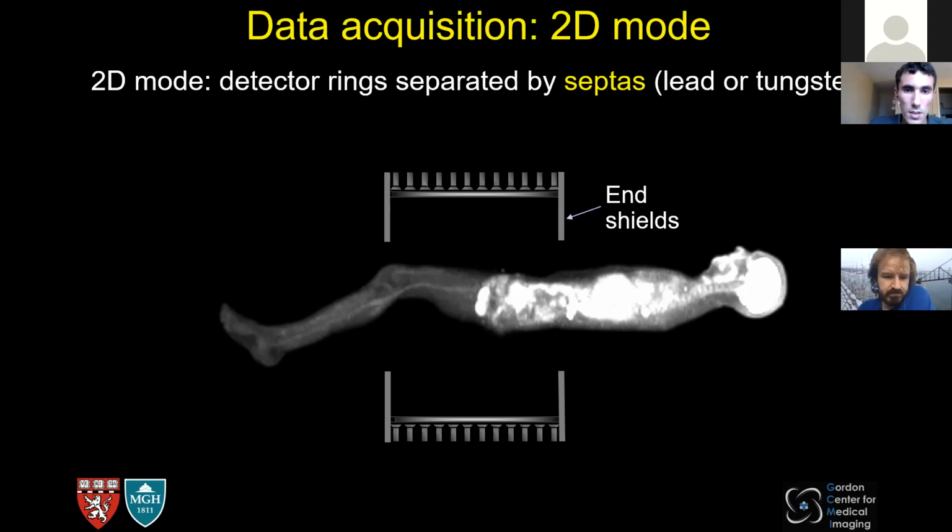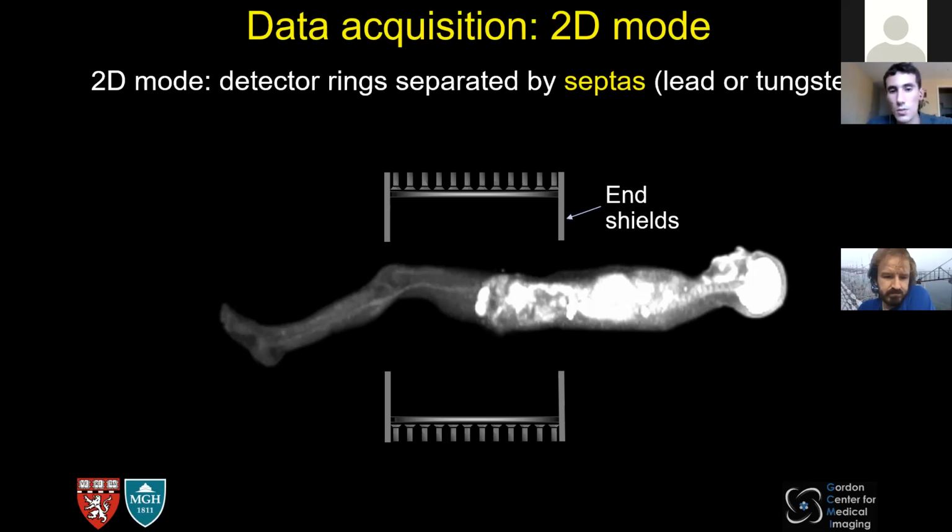So in 2D mode, you have septa, made of lead, that are going to separate your rings of detectors. For the HR Plus, you have 32 rings here. So you're going to have a septa separating each one of those rings, so that only the coincidences between detectors located within the same ring or directly adjacent rings are going to be allowed, basically.